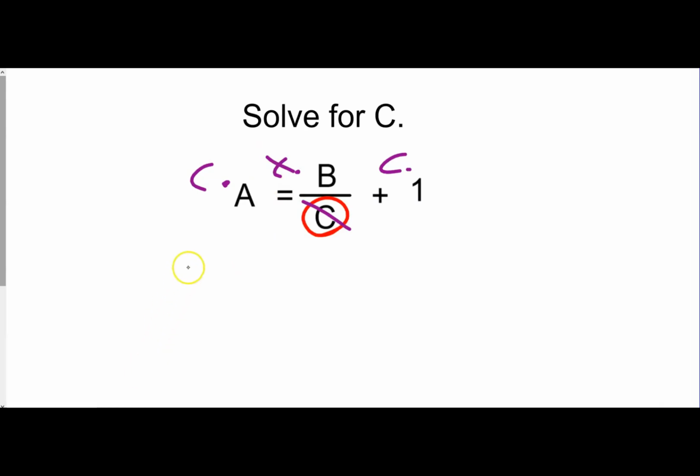Over here on the left side, you have C times A, or A times C, however you want to write it. Because those C's canceled, you have B left, and then over here you have C times 1, which is 1C, or C if you really wanted to. You don't have to have the 1 there.